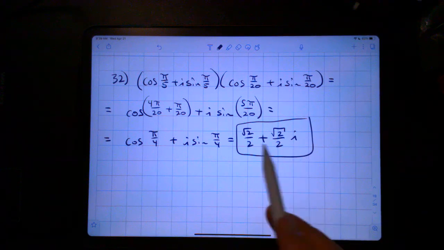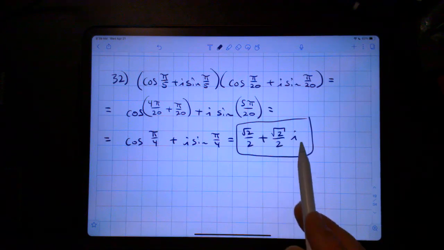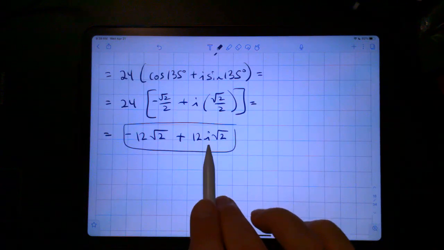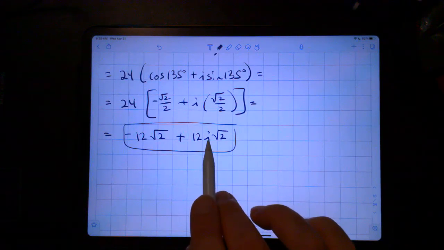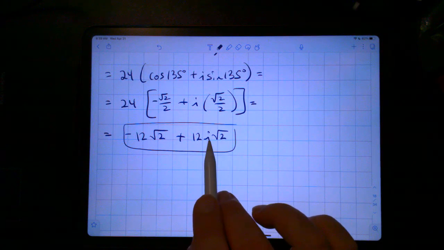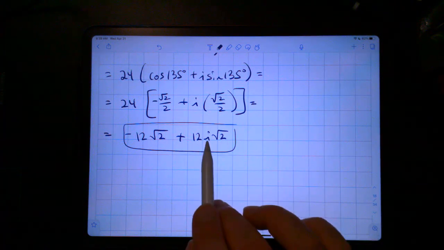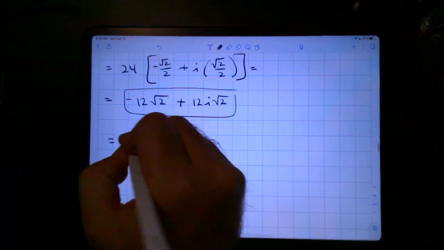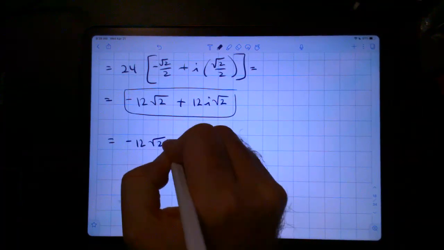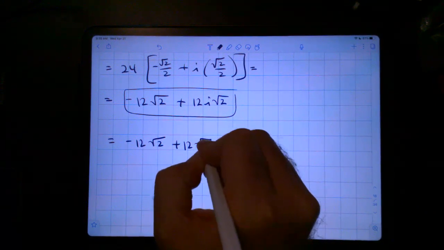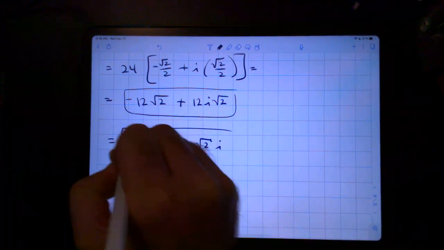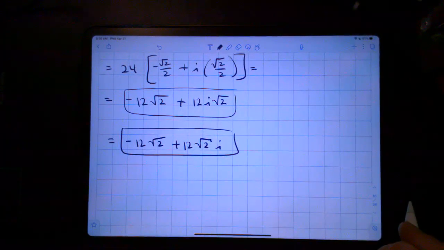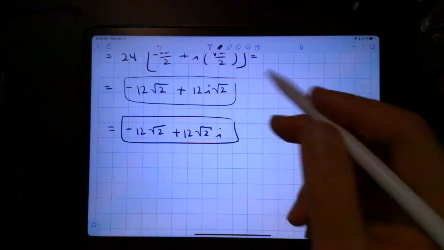This is a plus bi form, a plus bi. Frequently you can put the i in the front so long as the i is not under the radical. The i in the front is here just to make it stand out. I guess this is more accurate if we make it this way, but I would accept either way.